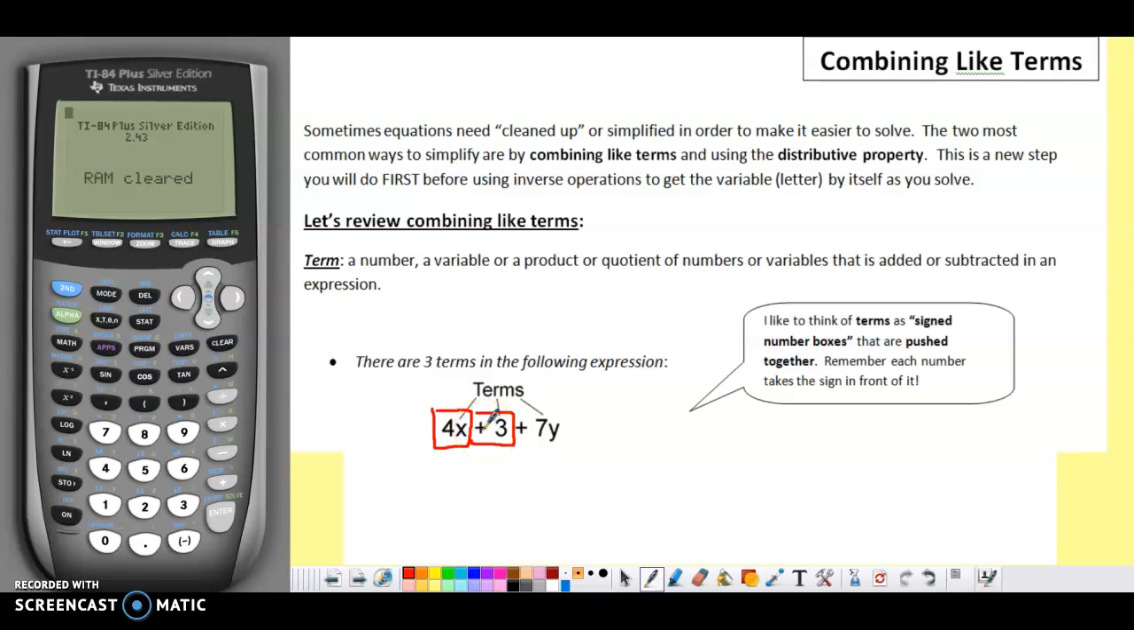That plus sign is an operation that adds it on to the term in front of it, but it also is the identity of that term. It tells you that it's a positive 3. It's not a minus 3 or a negative 3. And then the last term here in line, we have a positive 7y. So there are 3 terms in here. And again, I think boxing them helps us figure it out.